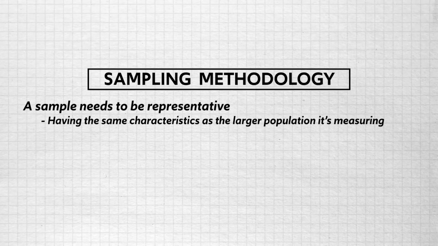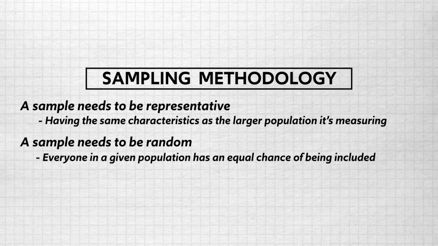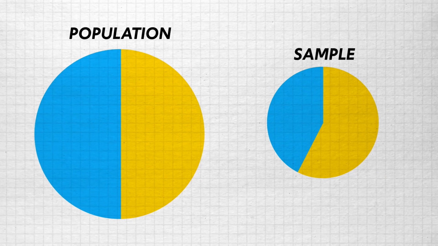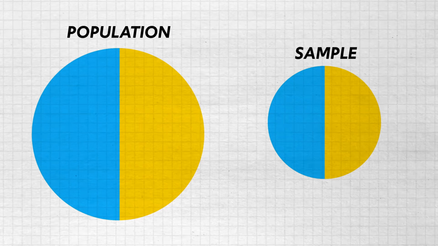Now, a sample also needs to be random, which means that everyone in a given population has an equal chance of being included. Now, once a pollster has gathered a representative random sample, then he or she makes sure that the makeup of the sample matches the larger population and then makes adjustments if need be. So the percentages of the sample should match the percentages of the population when it comes to demographic categories like male, female, race, ethnicity, socioeconomic status, etc. And once all those balances have been achieved, then the pollster can measure their opinion on an issue and then generalize those responses to the larger population that the sample represents.